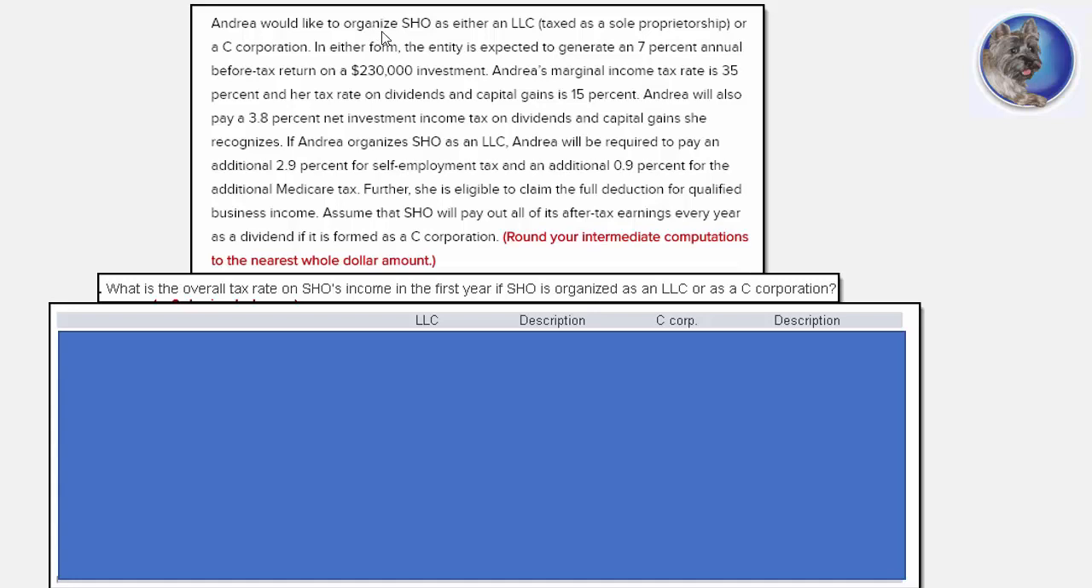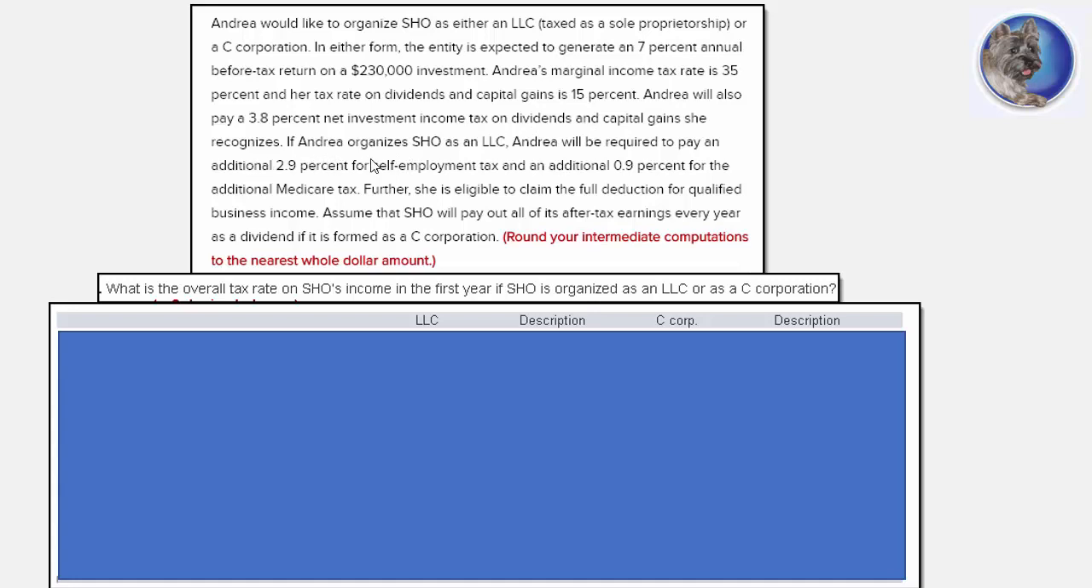Andrea would like to organize Show as either an LLC, which would be taxed as a sole proprietorship, or a C corporation. In either form, the entity is expected to generate a 7% annual before-tax return on a $230,000 investment. Andrea's marginal income tax rate is 35% and her tax rate on dividends and capital gains is 15%. She'll also pay 3.8% net investment income tax on dividends and capital gains she recognizes.